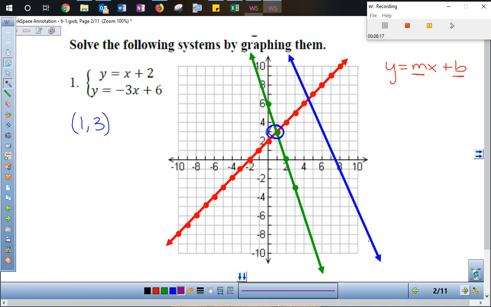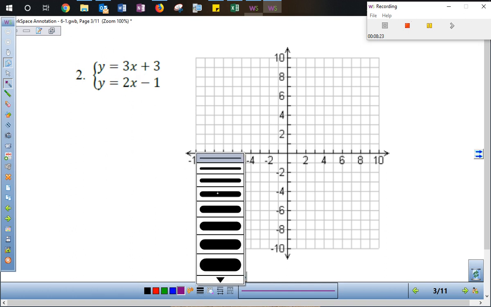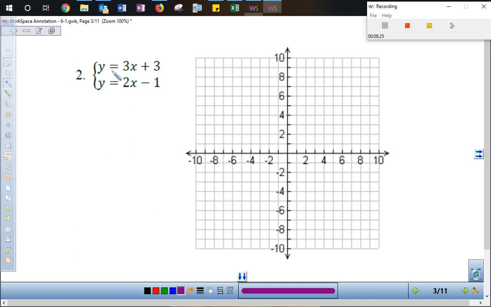So let's go to number 2. On number 2, I have 2 equations, both in slope-intercept form, so we're going to start by graphing my first guy. Y equals 3x plus 3. 3 is my y-intercept, so I'm going to start at 3 on the y-axis. And my slope is a positive 3, which remember is positive 3 over 1.